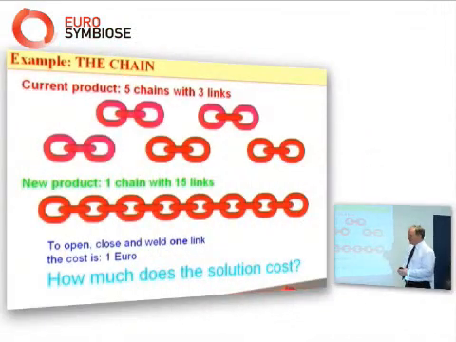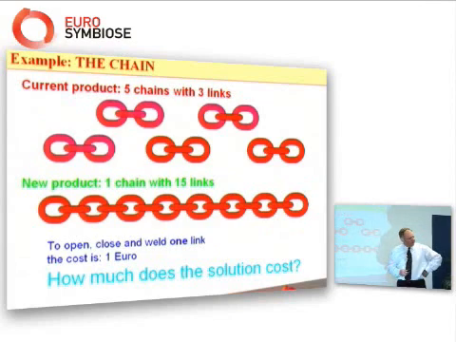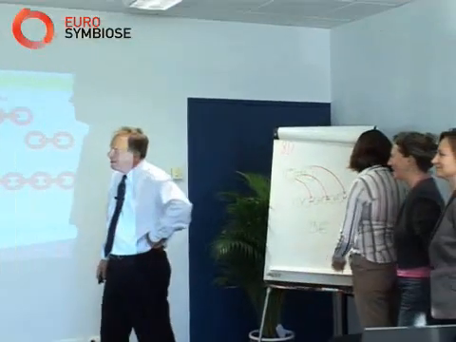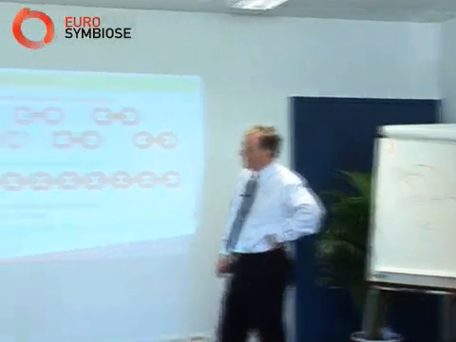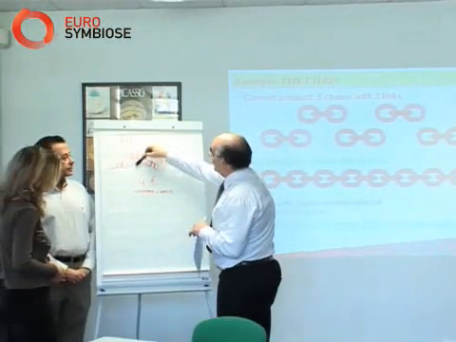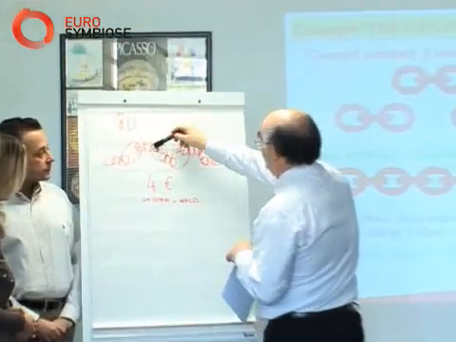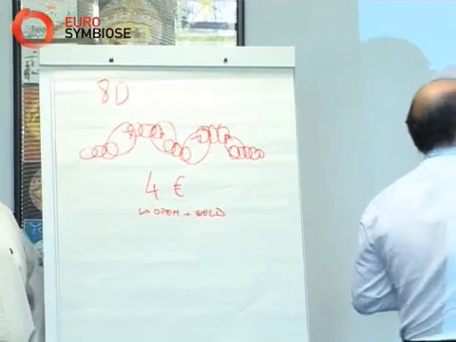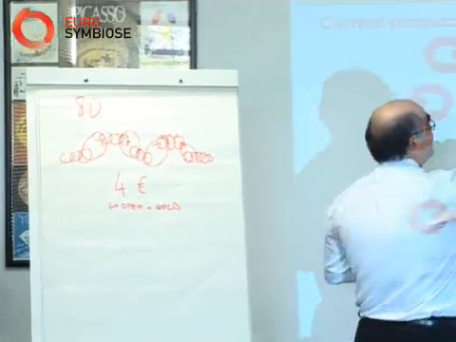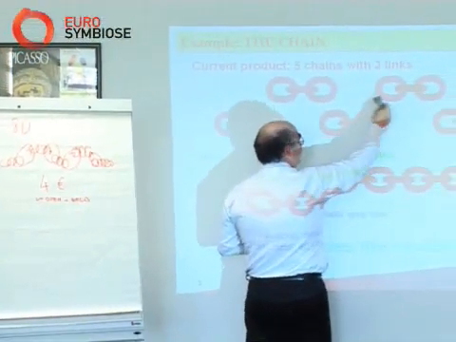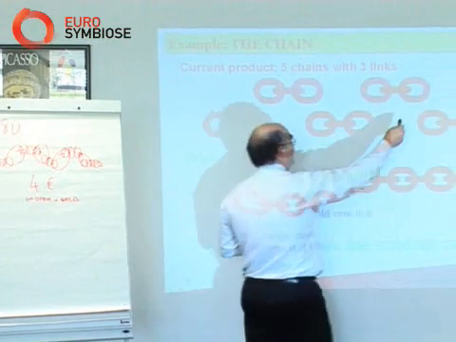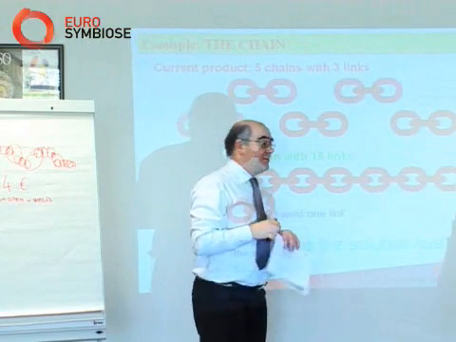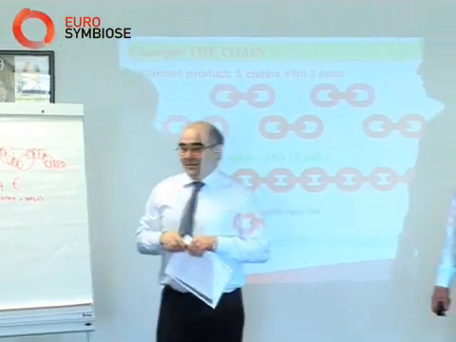Our group, it will cost €4. Yes. Our solution is very simple. We take the second chain, we open it here, so it will be €1. We open this link and we weld it, €2. We open this one and we weld it, €3. And the last one, we open and close and weld it, €4. Very simple. C'est pas cher, €4.